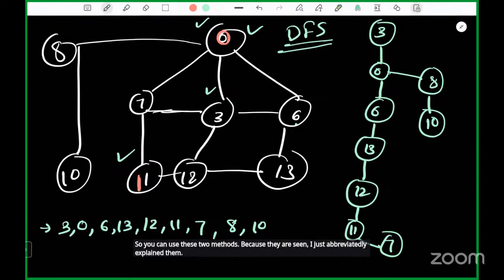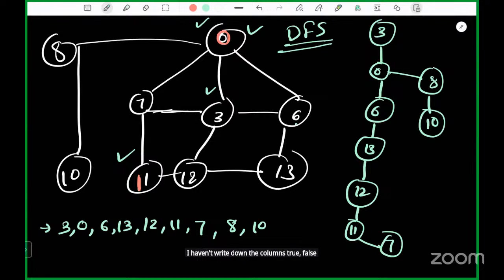I haven't written down the columns true, false, visited, not visited, Q and all. I just briefly explained what we are actually doing in the process. Is that okay? Yes, ma'am.